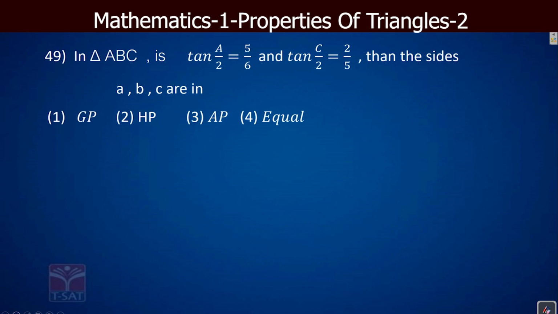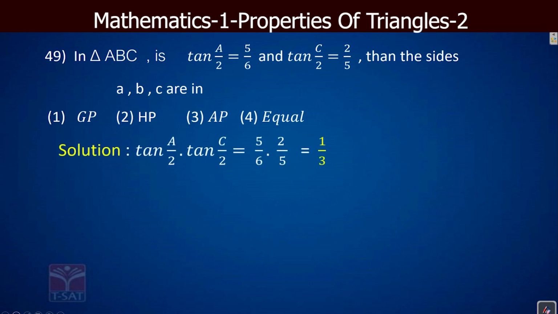Next problem, 49. In triangle ABC, if tan(A/2) is equal to 5/6 and tan(C/2) is equal to 2/5, then the sides a, b, c are in: 1, geometric progression; 2, harmonic progression; 3, arithmetic progression; 4, equal. Now, see, tan(A/2) into tan(C/2) is equal to 5/6 into 2/5, which is 1/3.